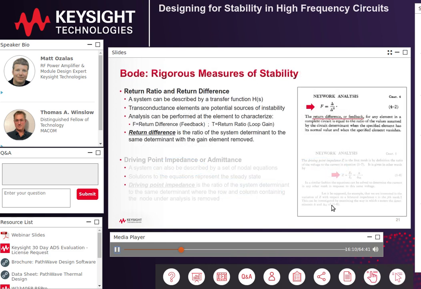I've put the text from Bode's book introducing these measures on the right-hand side of this slide. So let's start with the return ratio or return difference. Basically, if you view your system as a transfer function, Bode showed that you can look at the way that a transconductance element inserts itself into the network to determine the system stability. So he defined a return difference and a return ratio as kind of fundamental versions of the transfer denominator and loop gain terms that we just looked at in the last section. And specifically, he defined these as ratios of the system determinant to the same determinant with the transconductance removed. So basically, he normalized the active system to an equivalent passive system, which he knew was stable.